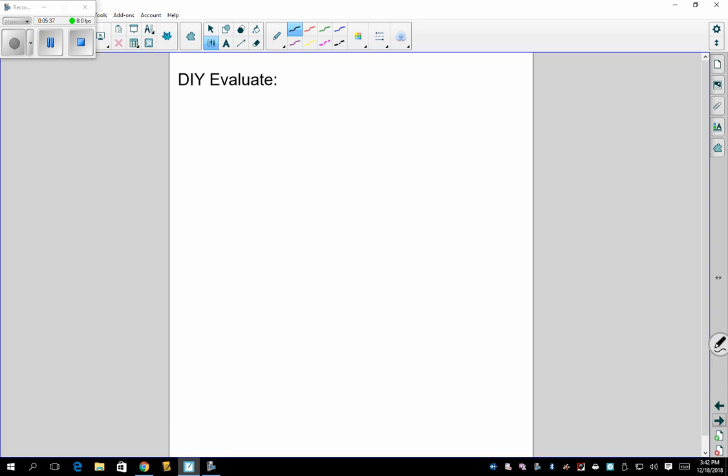So here's your DIY problem, the integral of cotangent 7x dx. My first piece of advice for you would be to split this up in terms of cosine and sine. So go ahead, if you want to do it yourself, copy this down and try to solve it.